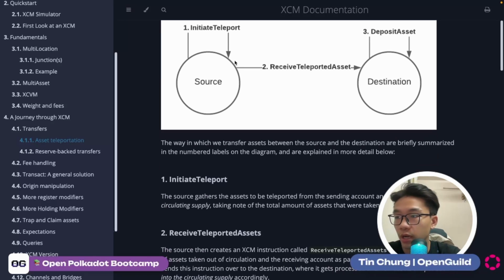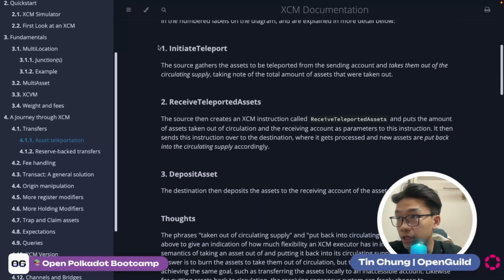Initiate teleport means you kickstart the teleport process: you withdraw the token from one account, burn it, and then call another instruction like receive teleported asset to send that token from the source to the destination. You tell the destination that this token has already been burned, and then you ask the destination to deposit the new asset to their account. But actually the process under the hood is more complicated than that. So we're going to learn right now about initiate teleport.